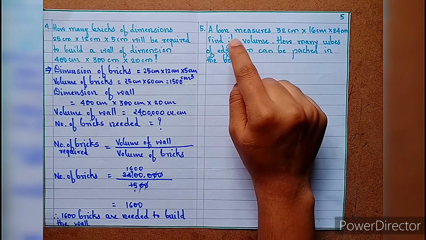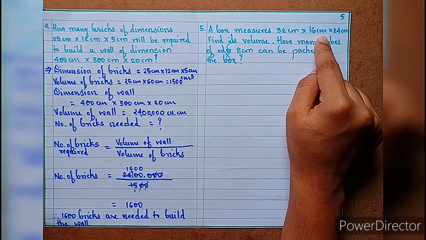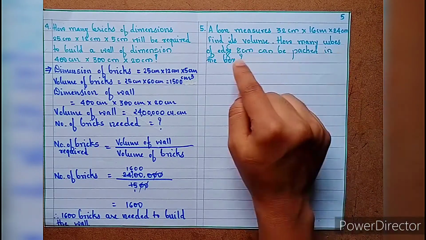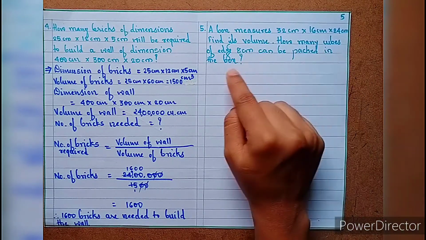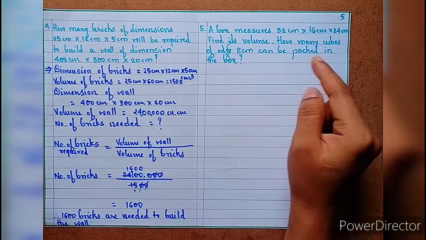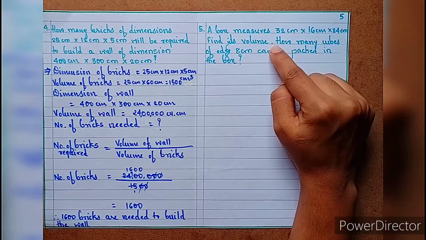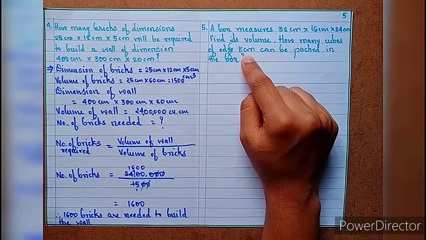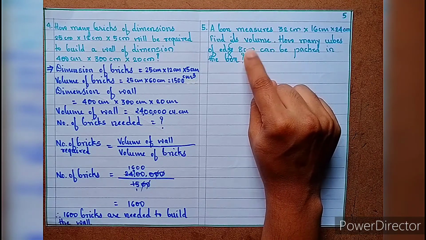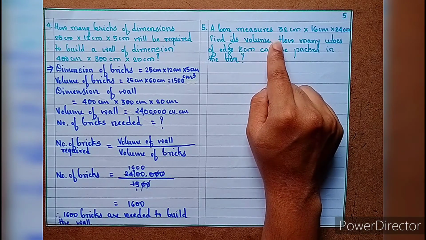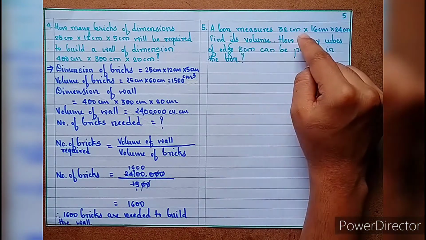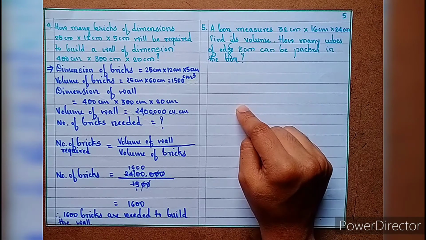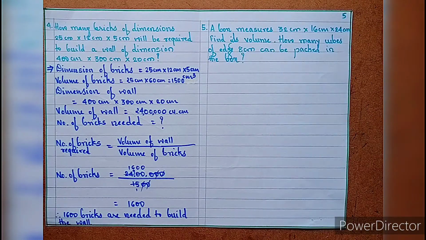Now let's see the last problem. A box measures 32 centimeter, 16 centimeter into 24 centimeter. Find its volume. How many cubes of edge 8 centimeter can be packed in the box? Here they have given the measurement. First we have to find the volume of the box. Then for the cubes, we have to find the volume of cube first, that is 8 centimeter into 8 centimeter into 8 centimeter. After finding that, we have to divide the volume of box by the volume of cubes, and that will give you the number of cubes that fit into the box. It is a similar example.